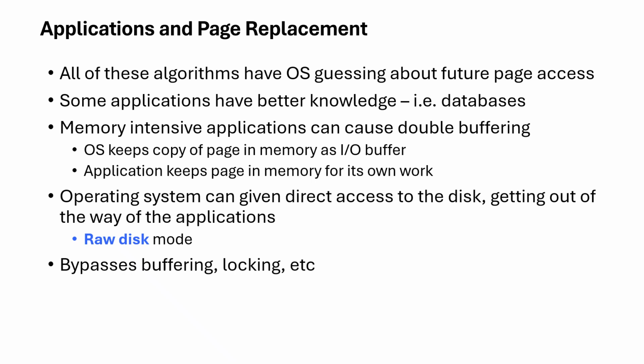So, applications of page replacement. All of these algorithms have the OS guessing about future page access. Some applications have better knowledge, for example databases. Memory-intensive applications can cause double buffering. The OS keeps a copy of the page in memory as an I/O buffer, and then the application keeps the page in memory for its own work. So the operating system can give direct access to the disk, getting out of the way of the applications. Example: raw disk mode, bypassing buffering and locking, etc.